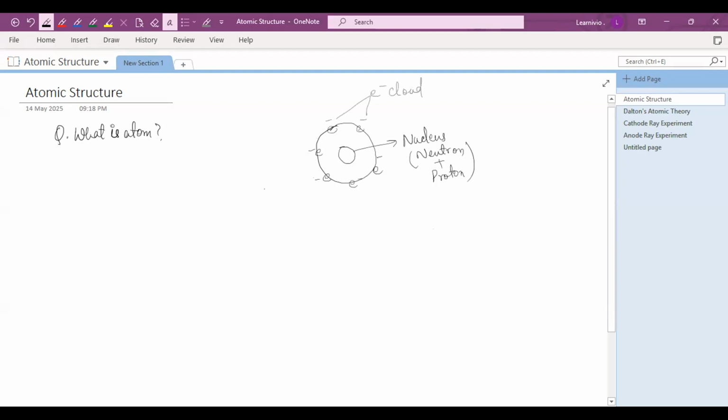Okay. And what is the charge of electron? Electron is a negatively charged body, right? Negatively charged, and proton is positively charged. And what about neutron? Positive or negative? Yes, it's neutral. Yeah, it's neutral.